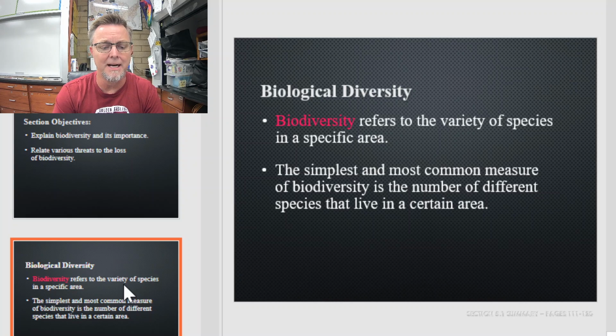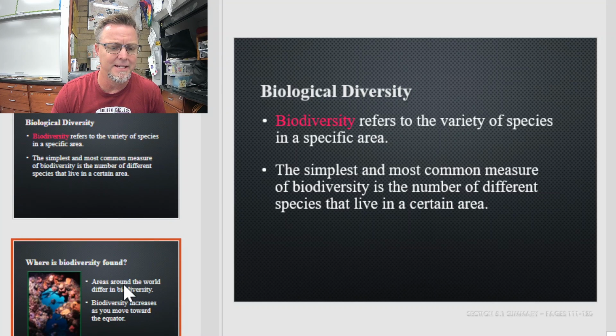Biodiversity refers to the variety of species in a specific area. The simplest and most common measure of biodiversity is really just the number of different species living in an area. I can't stress how important biodiversity is. The more diversity we have in an ecosystem, the stronger that ecosystem will become. If something impacts one small fraction of an ecosystem, and there's lots of biodiversity, the ecosystem can absorb it and go on. If there's very little biodiversity, that could spell the end for that ecosystem.